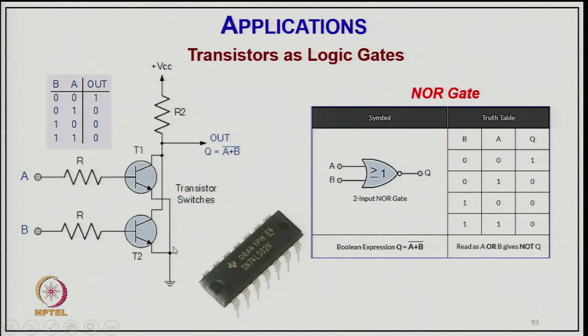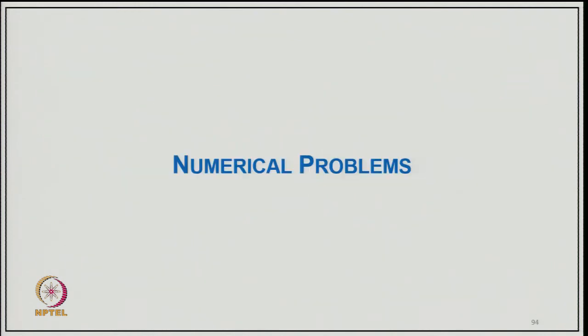There is only one case where both inputs are off, where you will get high, and this is the logic table here. When both are 0, you will get high, and the remaining 3 cases you get low. We call this the Boolean expression Q equal to (A plus B) bar. This is the symbol of the NOR gate, and this is the IC chip available for the NOR gate. Multiple NOR gates are there in a single chip. So, these are some of its applications.